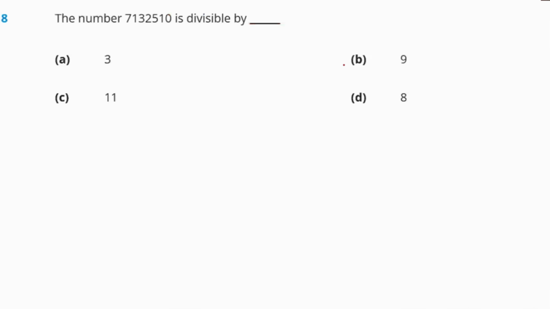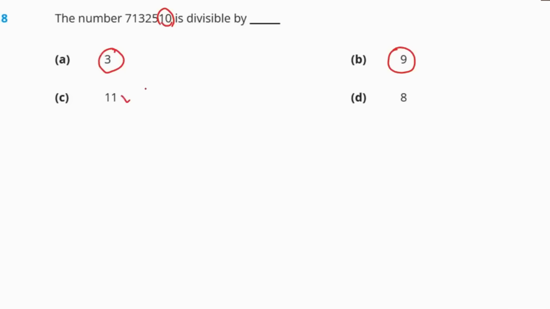Okay. Next question. The number 7132510 is divisible by which of these numbers? Okay. So here option A is 3. Okay. Looking at the last number, you can see it is 0. So it is clear that it is not divisible by 3. Okay. And 9. Since the last number is 0, it is also not divisible by 9.